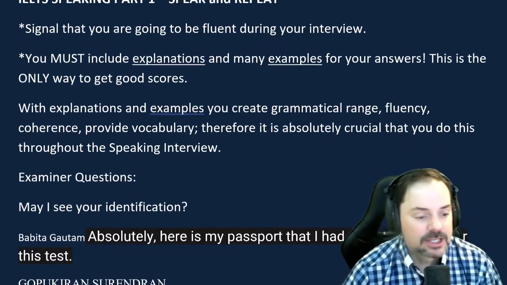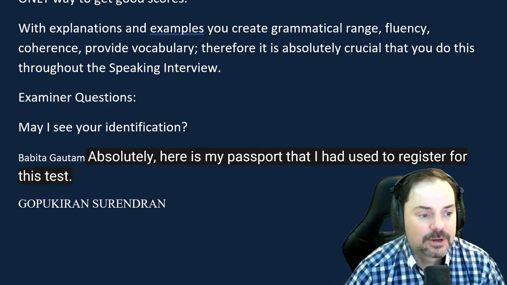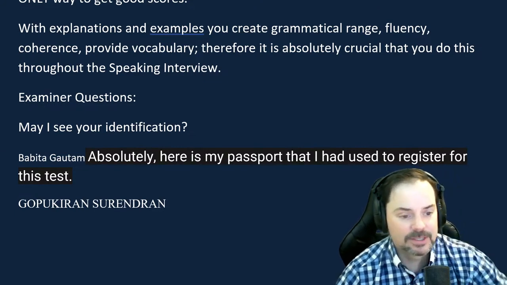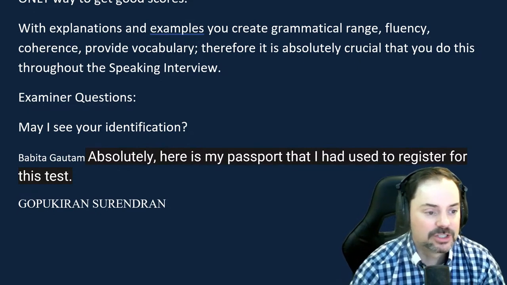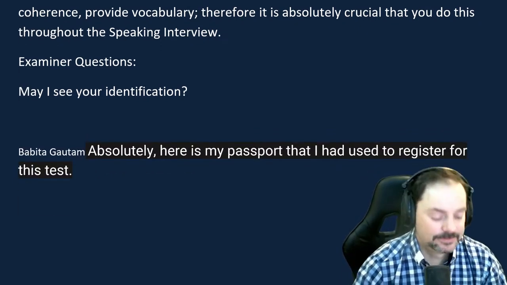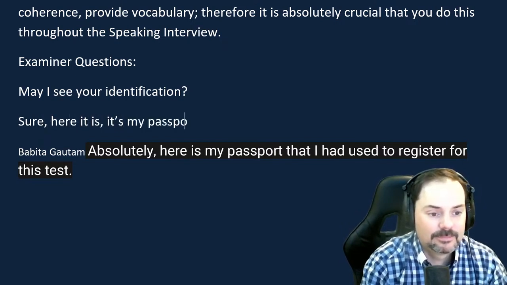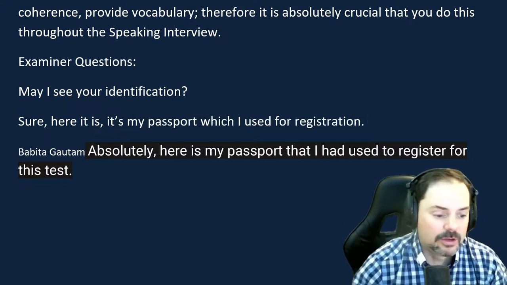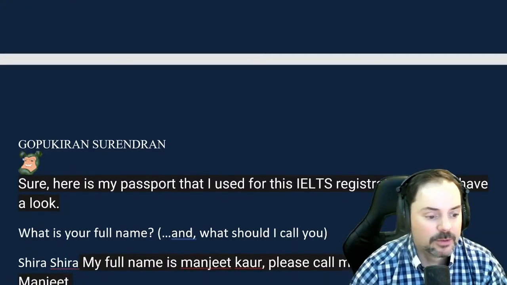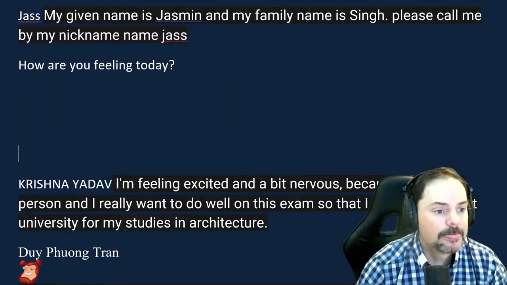So welcome to the speaking section of the IELTS exam. My name is Adrian. I will be your examiner for this part of the test. We are currently conducting this exam in Mendoza. The time right now is 14 o'clock. May I see your identification? Sure. Here it is. It's my passport, which I use for registration. What is your full name? My name is Juan Pablo Avila, but you can call me Juan. Okay, Juan, the speaking has 3 parts. For part 1, I will ask you a couple of questions to get to know you better and some questions on a general topic. How are you feeling today?